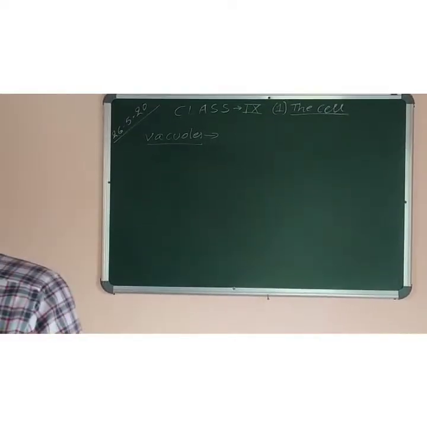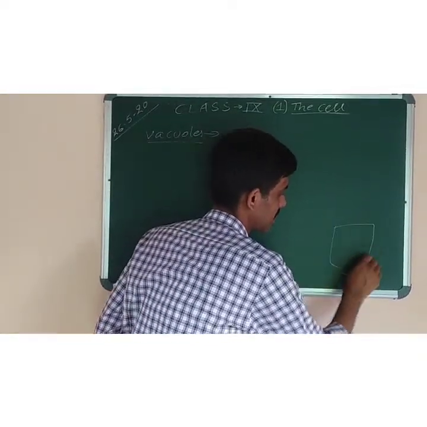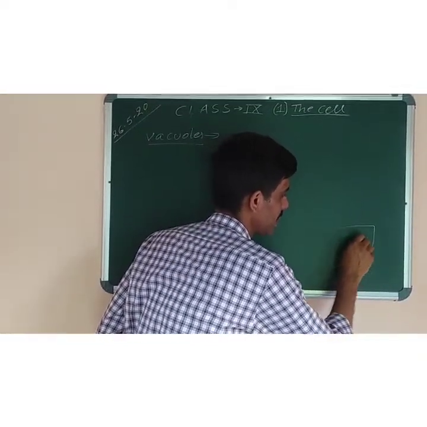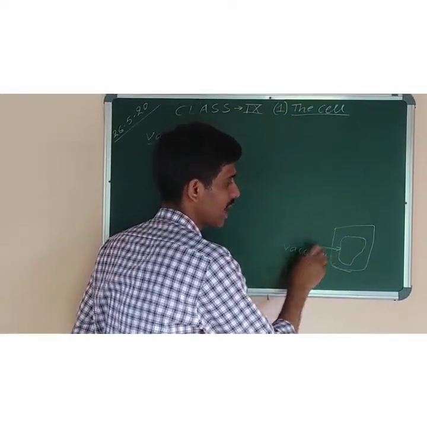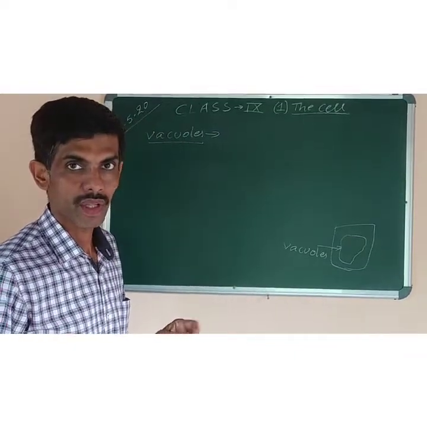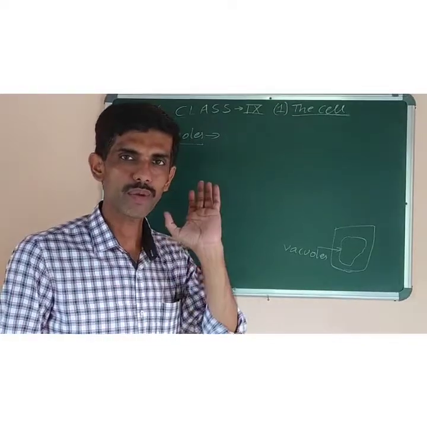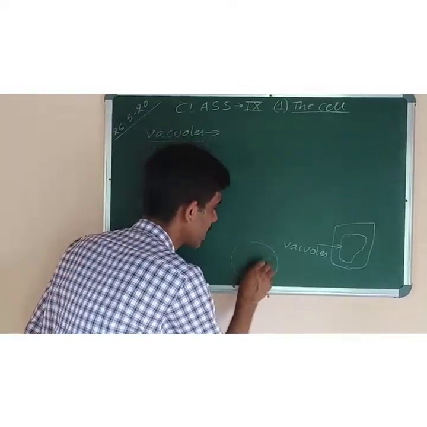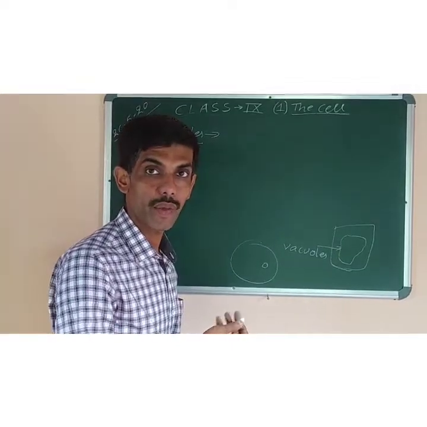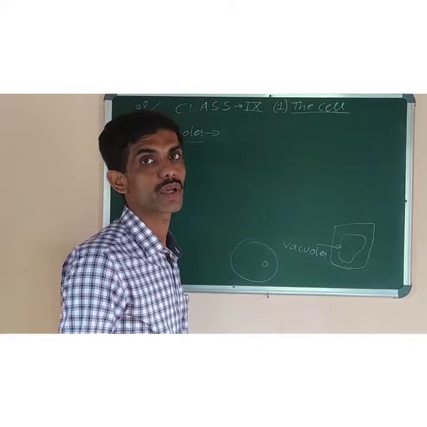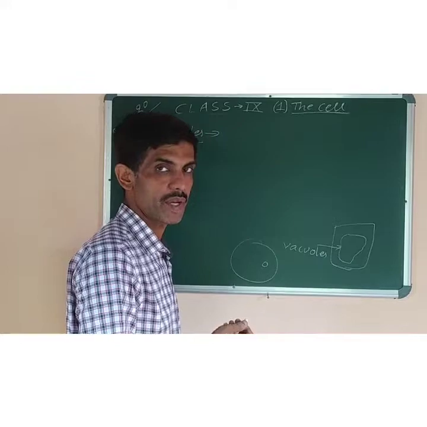Okay, so next one is vacuoles. What are vacuoles? You may have seen generally in plant cells, very big empty spaces are present. These are called vacuoles. The empty spaces which are present in the plant cells are called vacuoles. In animal cells, the vacuoles may be very small or almost absent. Like if I draw an animal cell here, the vacuoles may be like this, very small, in the form of food vacuoles. Like in case of amoeba, we have the contractile vacuole, which helps in the process of excretion, that is to remove the waste from the amoeba's body.